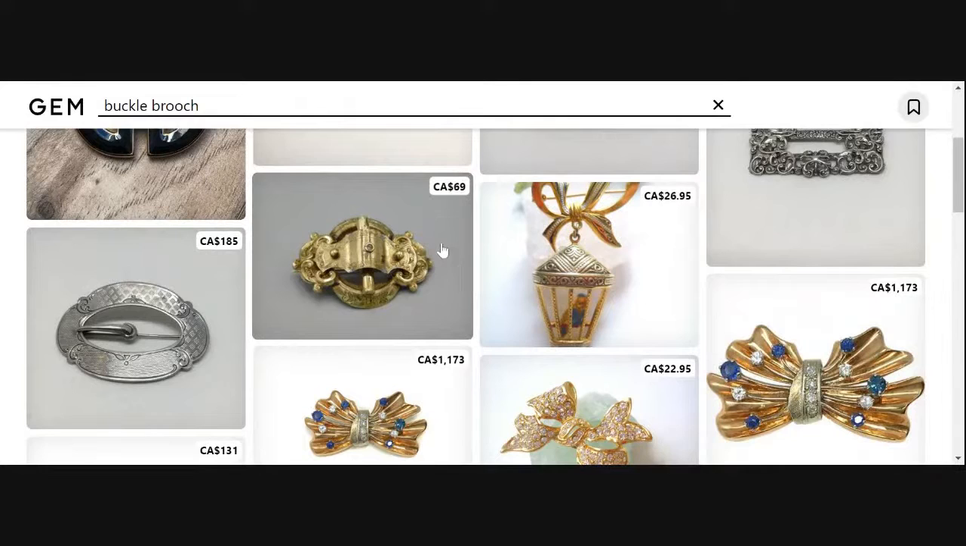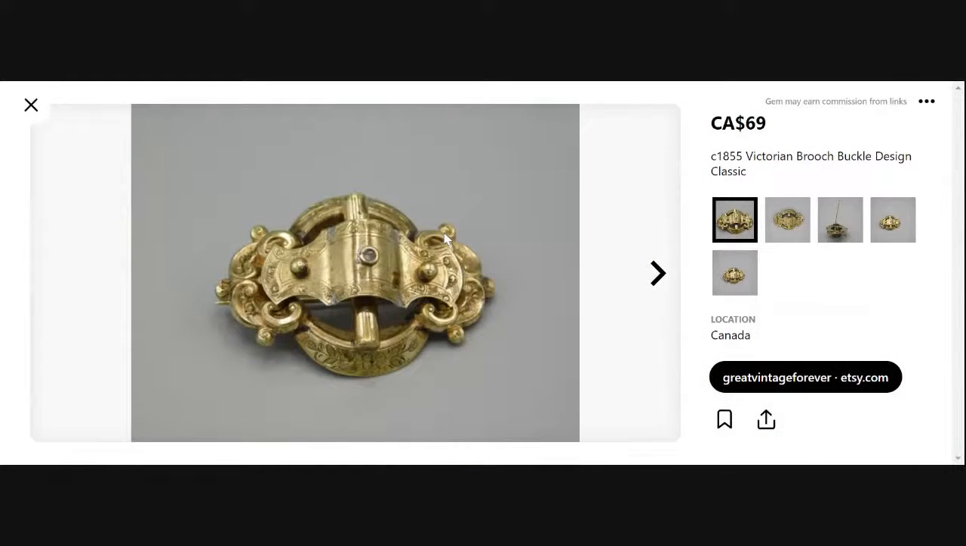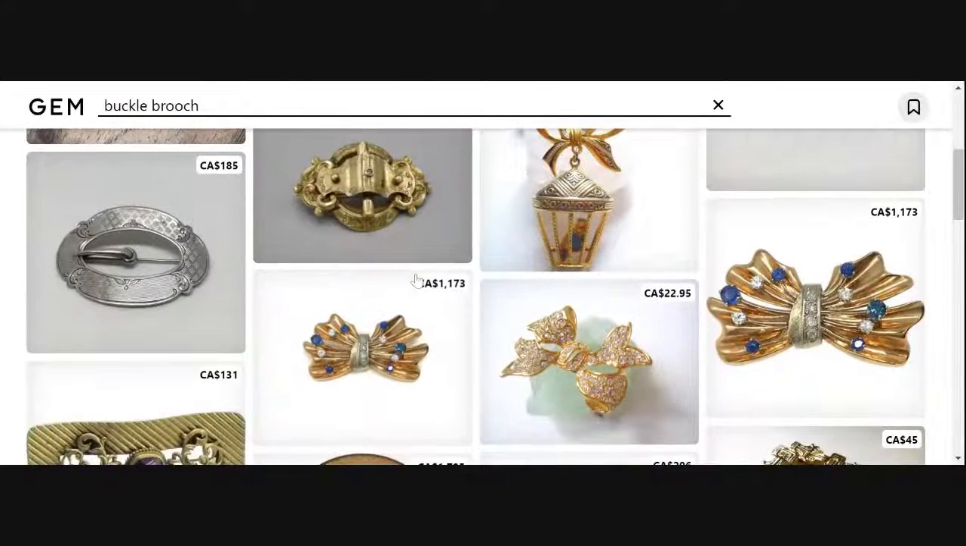For gold fill, I do quite like this one. Again, right at that $69 mark. Again, it does feel like perhaps there's something that may be missing, and it looks like there's some soldering in the center, but I do like this almost Rococo look to it. They say circa 1855, seems reasonable to me.